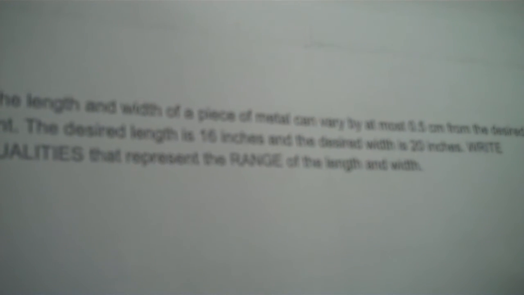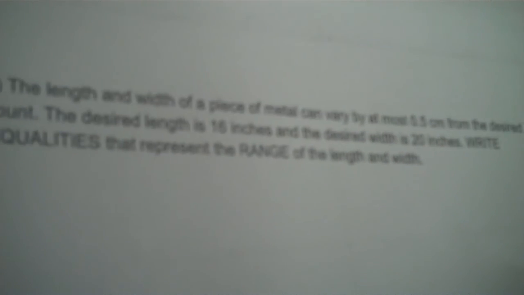Okay, number 17. The length and width of a piece of metal can vary by at most 0.5 centimeters from the desired amount. The desired length is 16 inches and the desired width is 20 inches. Write inequalities that represent the range of the length and width.